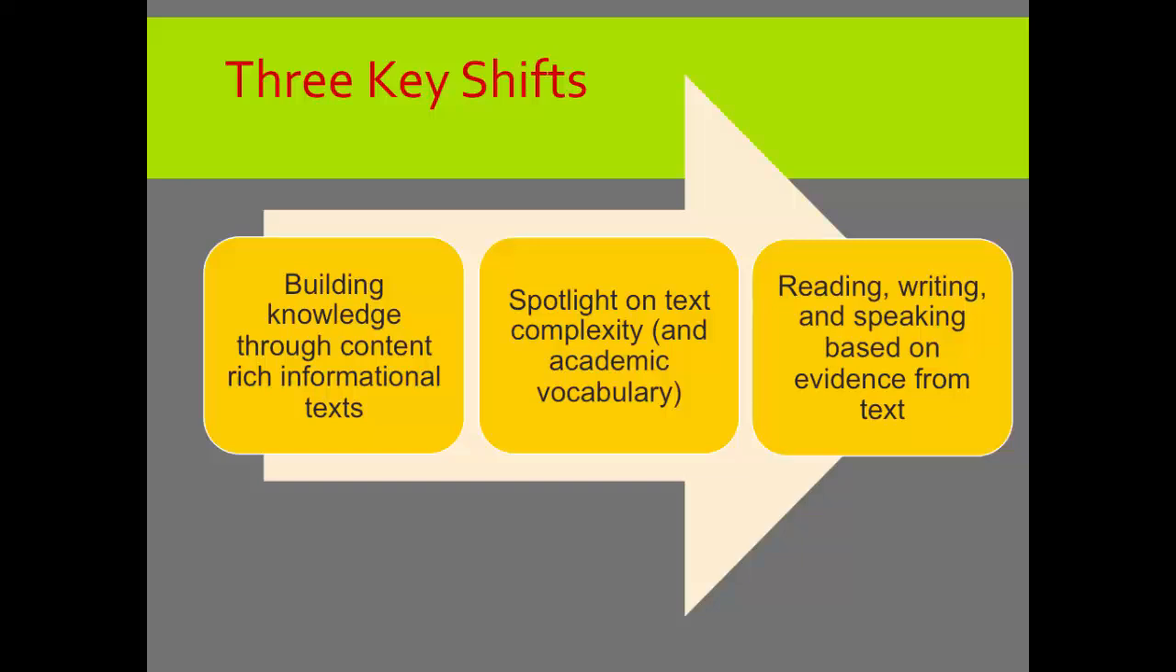So again, the emphasis that I'm sure you'll hear in the other videos as well on this idea of using informational texts and being able to read them proficiently. Shift 2 is a spotlight on text complexity and academic vocabulary. This is often referred to just as text complexity. Shift 3 is reading, writing, and speaking based on evidence from text. And again, that highlights an idea which obviously is very important in science as well: what evidence are you taking from the text to support your argument or your claim?